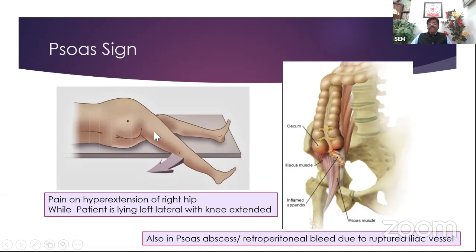If you bring it this way, because of the psoas spasm, they'll have severe pain. That is called psoas sign. It is not a classical sign of appendicitis alone. You should take it from me. There are other causes for psoas sign. One is a psoas abscess due to ileocecal tuberculosis, or any patient with a retroperitoneal bleed due to ruptured iliac vessel. Okay, they'll have a psoas spasm.